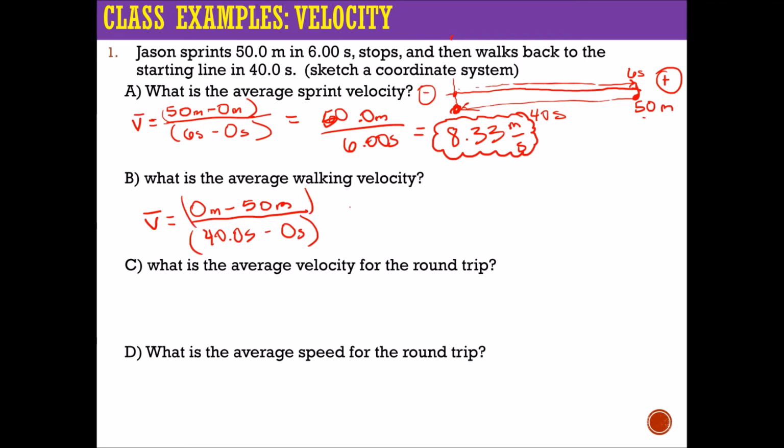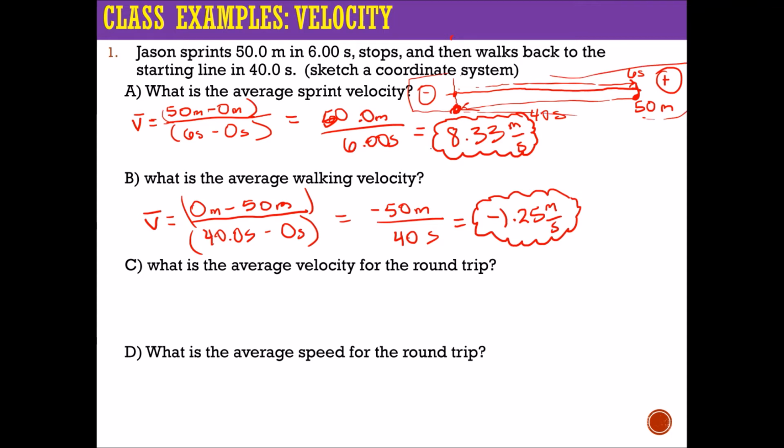So in this case, for walking, we have a value of negative 50 meters over 40 seconds. And that's going to give us negative 1.25 meters per second. The negative indicates the direction, so we don't have to say 1.25 meters per second back to the origin. We can just say negative 1.25 meters per second because our coordinate system was drawn, and the diagram indicates what direction negative and positive is.